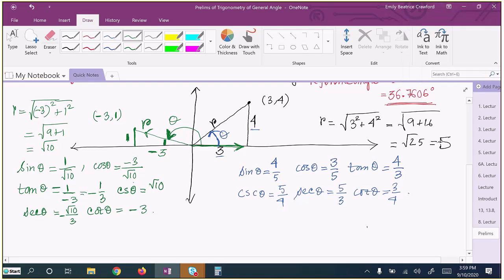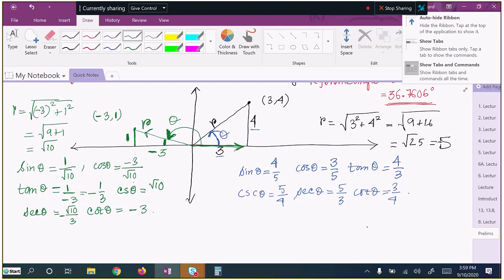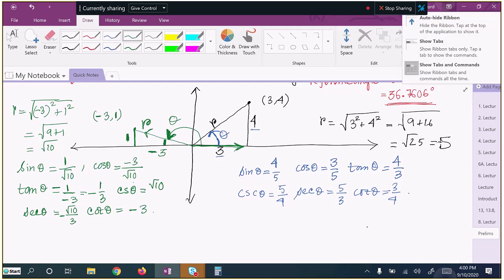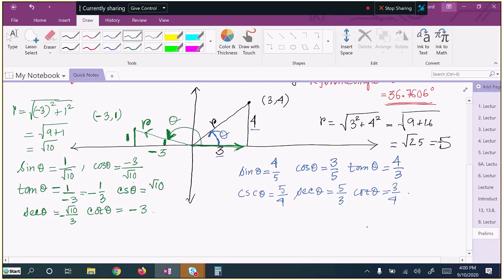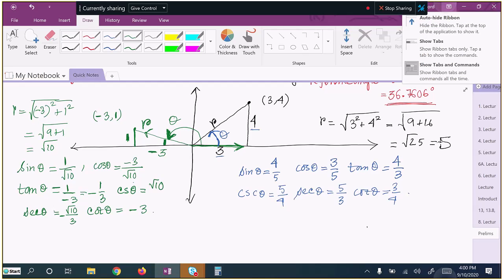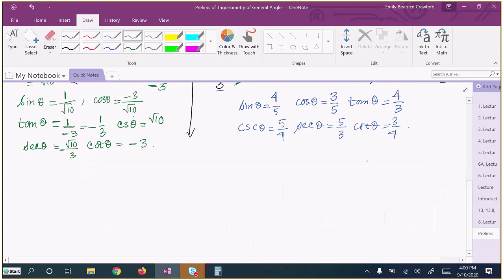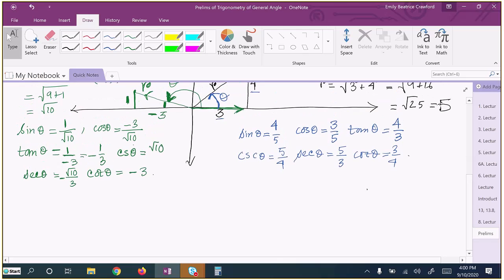So what is the difference between a point and the corresponding trigonometric ratios in the first quadrant versus a point in the second quadrant and their trigonometric ratios? See, when the point was in the first quadrant, all 6 of the trigonometric ratios were positive. Whereas when your point is in the second quadrant, only the sine and the cosecant values are positive, and the rest of the 4 trigonometric ratios are negative.